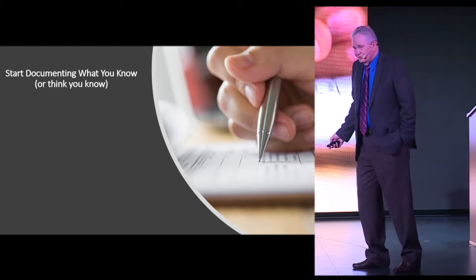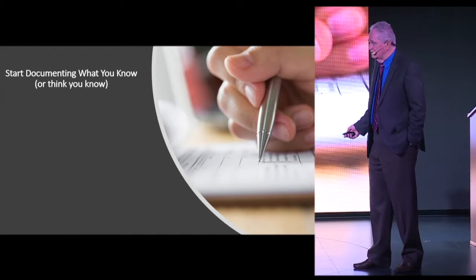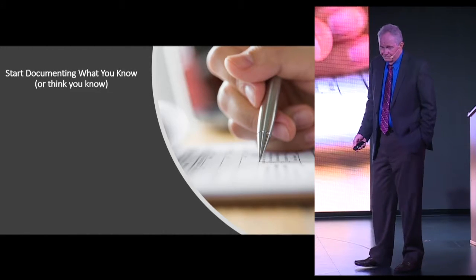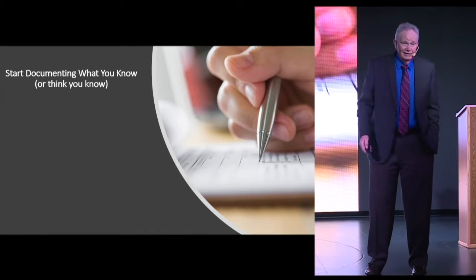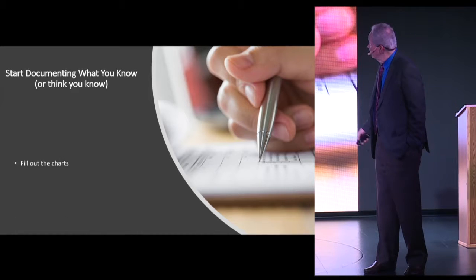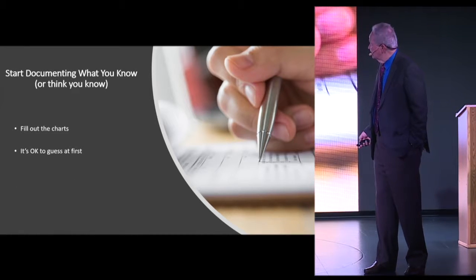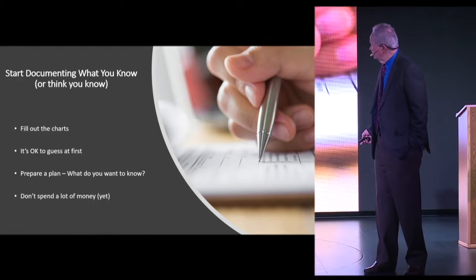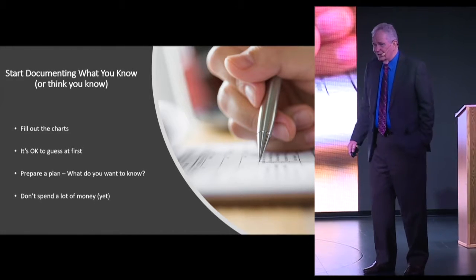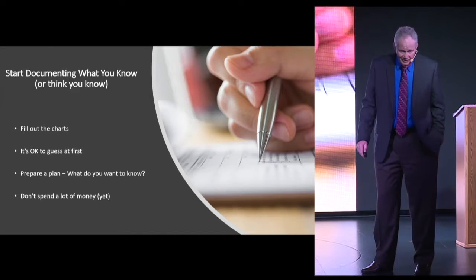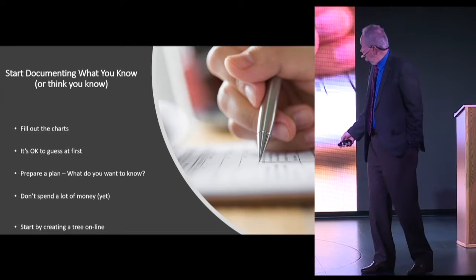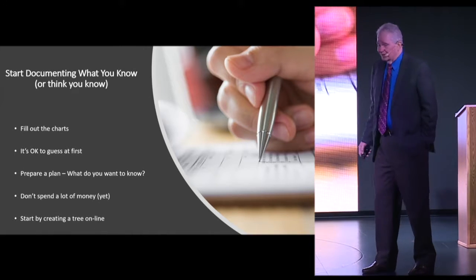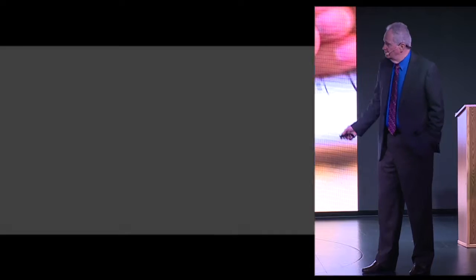Now, again, document what you know. Even if you don't know, make an educated guess. So if you knew your great-grandfather fought in the Spanish-American War, just put down 1890 or something, or 1895. Fill out the charts, like I said. Go ahead and guess. Remember, prepare a plan. What do you want to know? Now, don't spend a lot of money yet. Once you get hooked, you may have to invest. And by invest, I mean spend money. And then start by creating an online tree, which we're going to start with here.